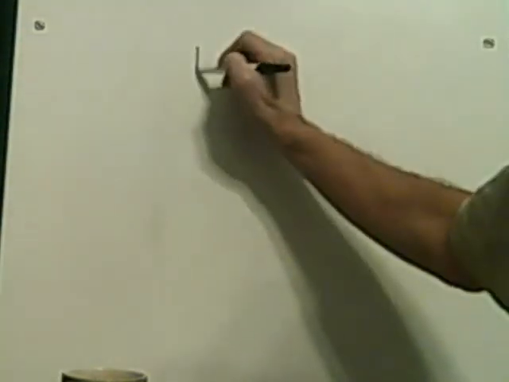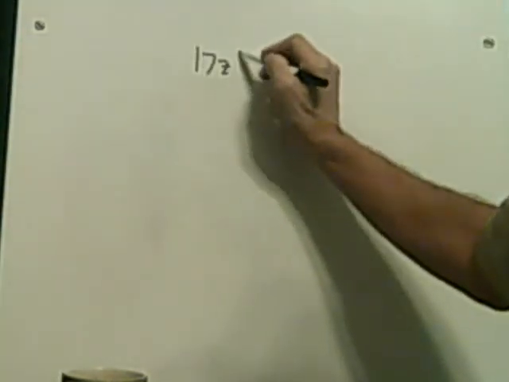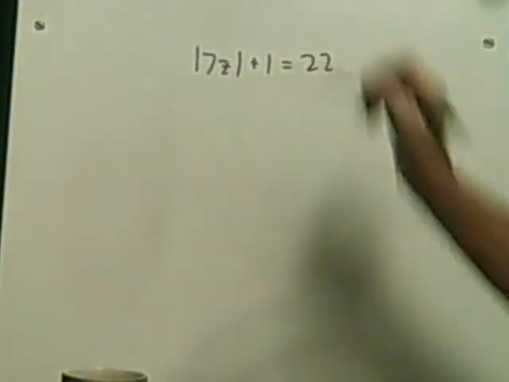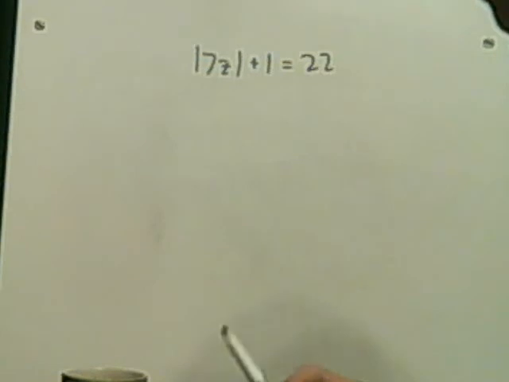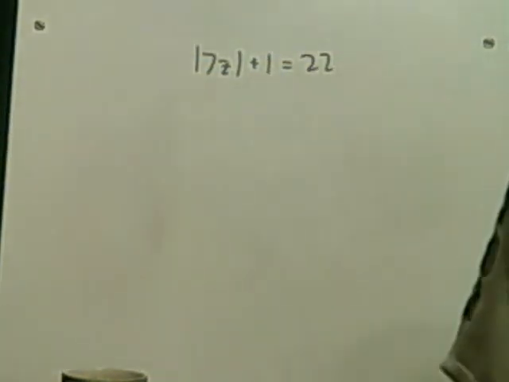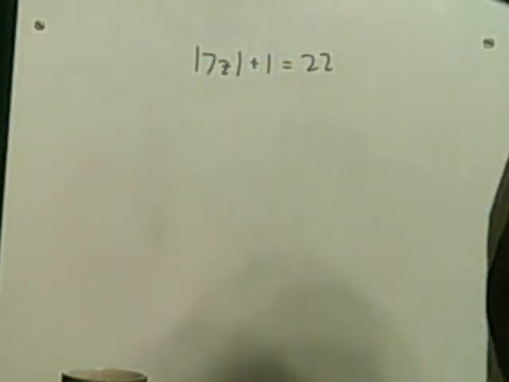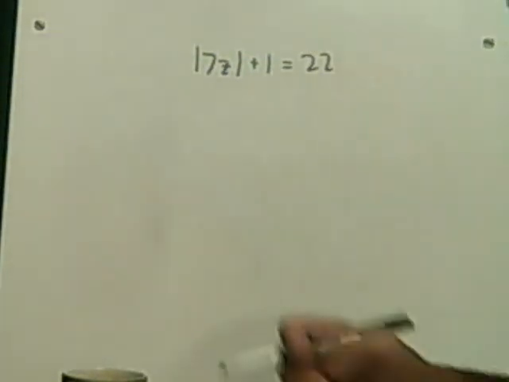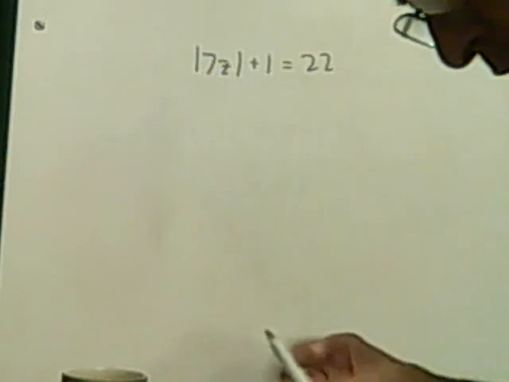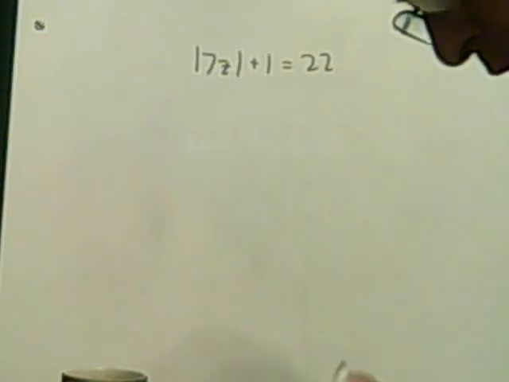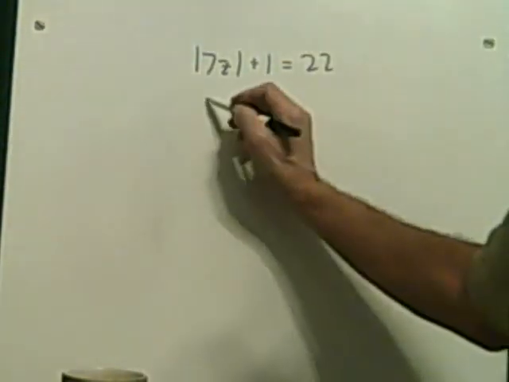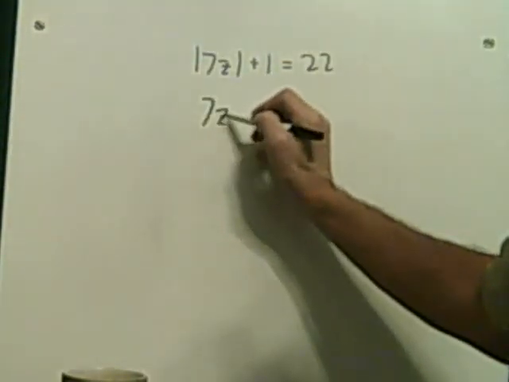Okay, now let's move on to 32. 7z plus 1 equals 22. The key to doing these problems is practice. You make mistakes, just like you would practicing anything. The more you practice, you get better at it. And it's not that you become smarter, it's just that you have more practice with those particular problems. And when you have problems like those, you're going to get them quicker.